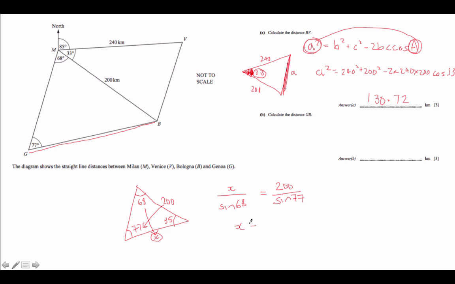So if I wanted to isolate the x, I'd do 200 over sine 77. Instead of divided by sine 68, I'd times by sine 68. And on a calculator, that should have come out as 190.315 or 190.32.